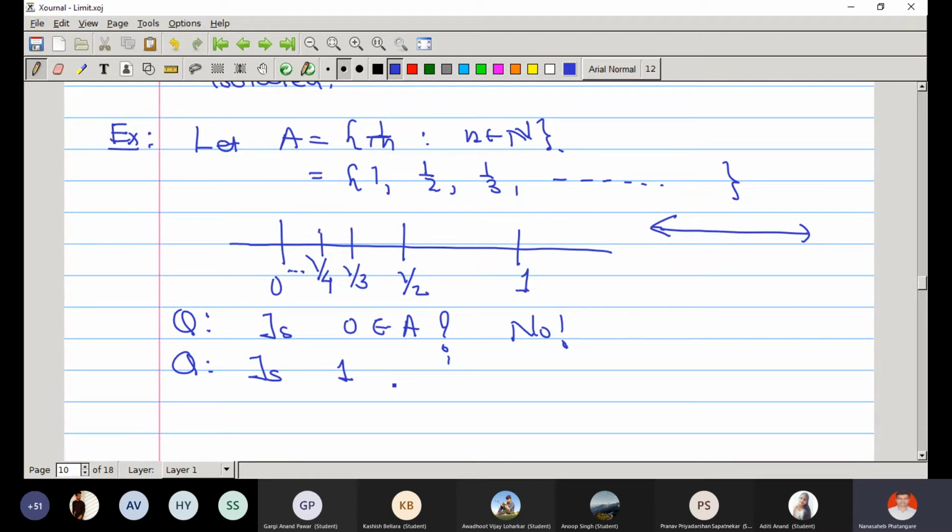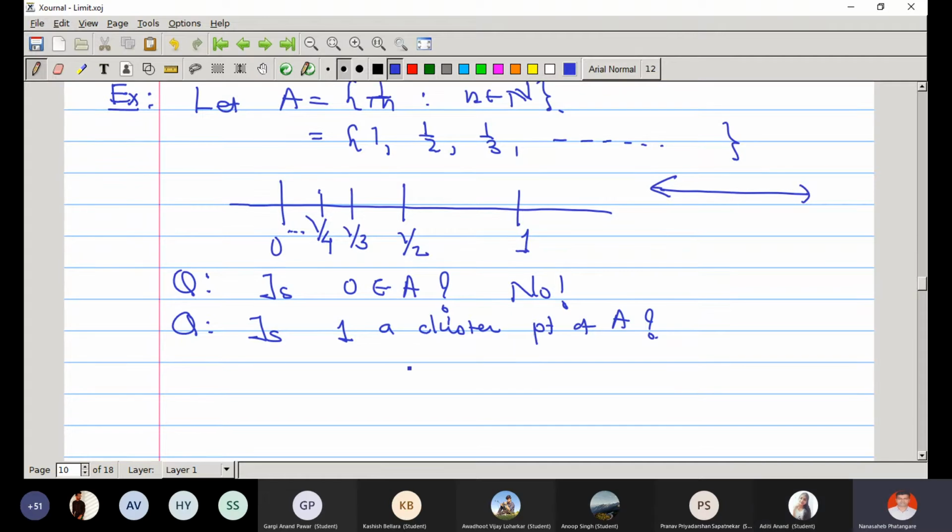The point is: is 1 a cluster point of A? No, sir. What is your answer? No. Right, everybody understood this because we can see easily it is isolated. There is a gap. There is no crowd of elements from the set near 1. We can see that easily.